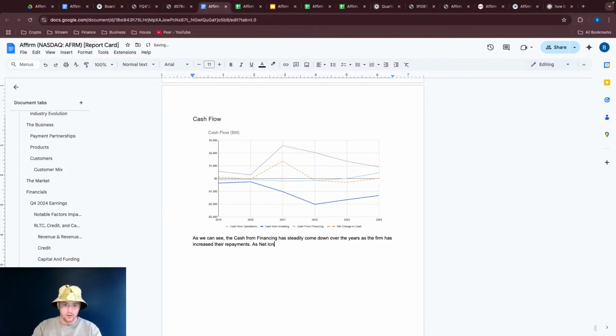As net income improves, and thus cash from operations increases, we will continue to see an improvement in Affirm's overall cash flow statement. Statement of cash flows.